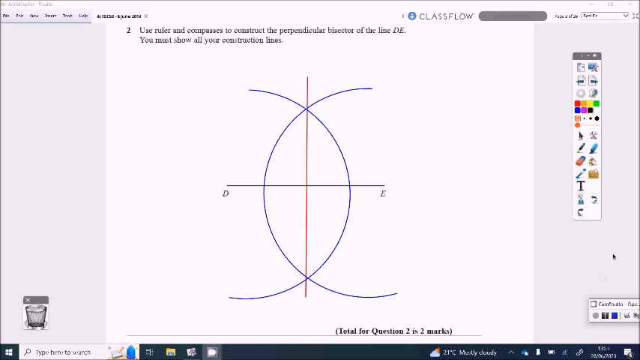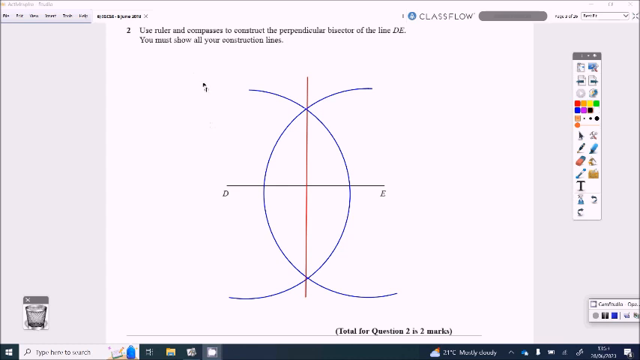Question 2, we're being asked to use ruler and compasses to construct a perpendicular bisector. So bisector means the line's going to be halfway along between D and E, and perpendicular means it's got to be at 90 degrees to the line DE. So our final answer is going to be the red line. But we've got to use our ruler and compasses to do this. And the ruler isn't for measuring, the ruler is just for the straight line.